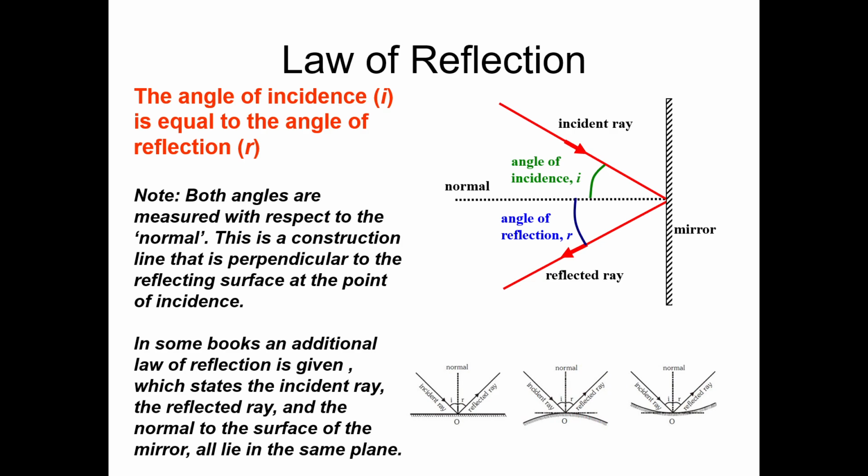Now, if students weren't told that, they might measure the angle between the mirror itself and the ray, which wouldn't be correct. The reason we're fussy about that is, if you look at the bottom right, the first case is similar to the one displayed above it. But in the other two, concave and convex surfaces, it would be very difficult to work out the angle to the surface of the mirror if it was curved.